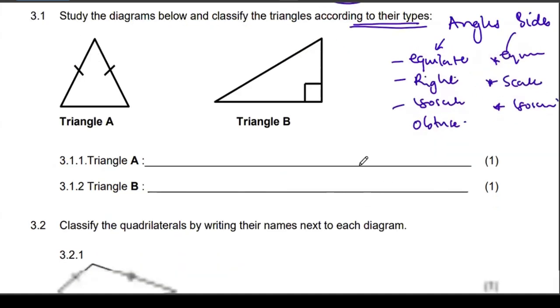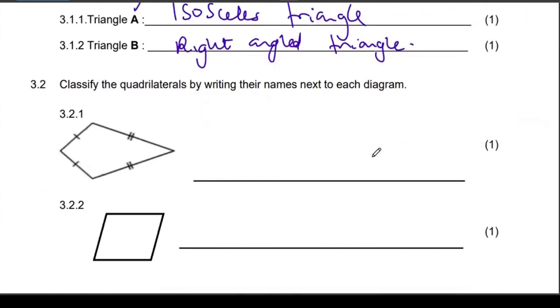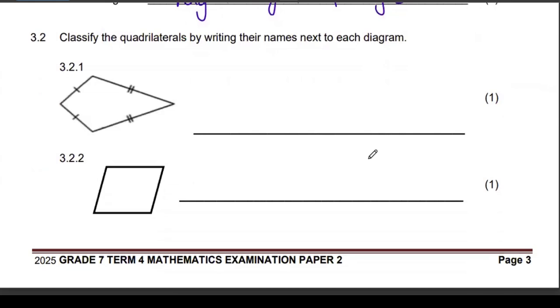So classify this. Triangle A, we're seeing that two sides are equal, so that's known as an isosceles triangle. And in this case, there's just a 90 degree angle. We don't care about the size because I did not mention anything. So we're going to say this is a right angled triangle.